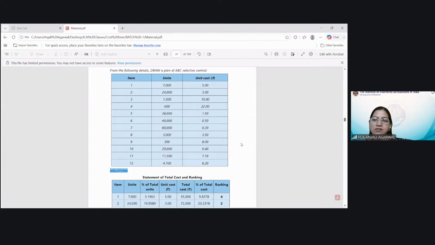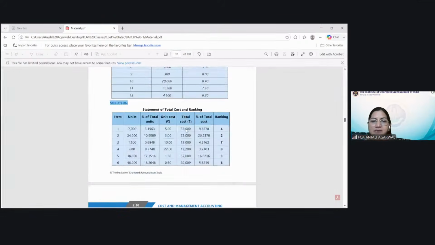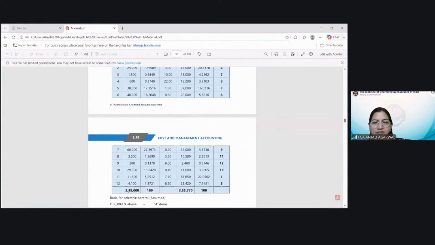So if we focus EOQ and reorder levels on those items which are more in value, you will be able to focus on those areas which really impact your costs highly. So how do we segregate the items into ABC? First, write down the units and take the total of the units. So the total of the units is 2,19,000.